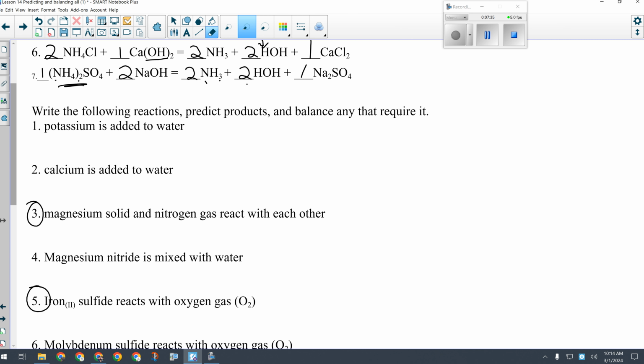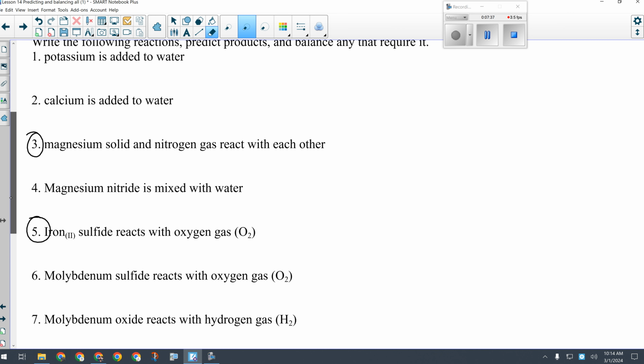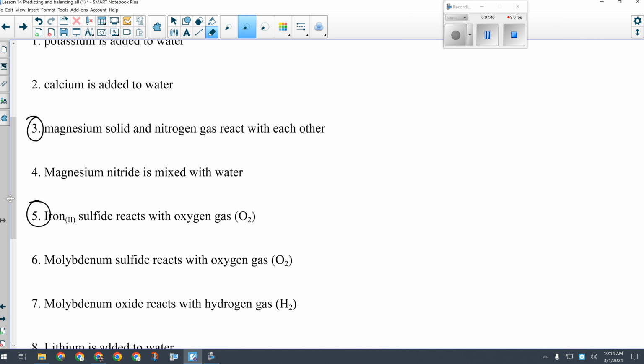Let's look at number 3 here. I've got magnesium solid. What does that look like? And I don't mean what does it look like if I saw it. What does it look like if I want to write it? Mg, yeah. Magnesium solid's just Mg.